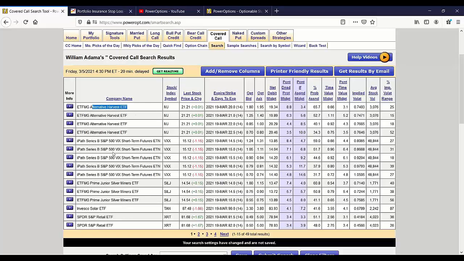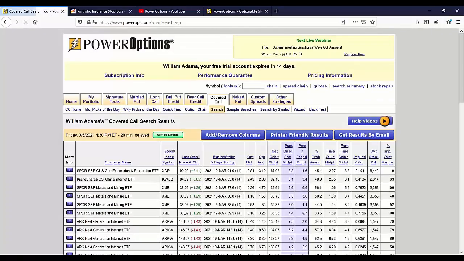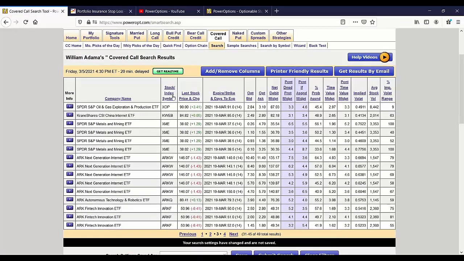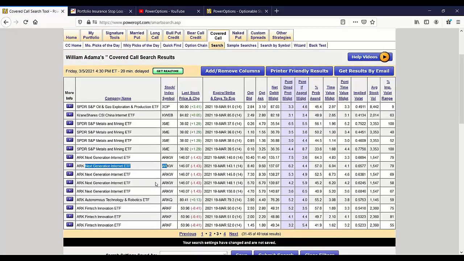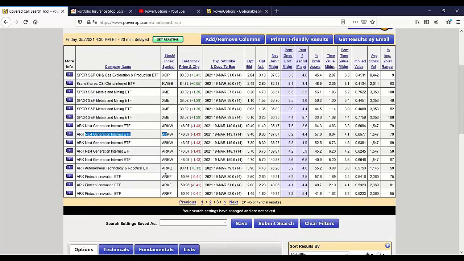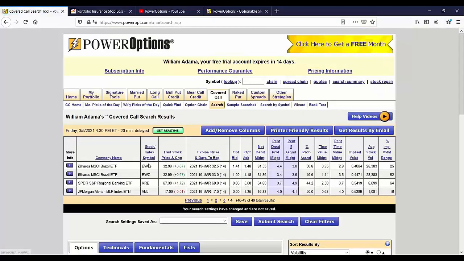MJ, Alternative Harvest ETF, a short-term VIX, VXX, the ETN. Junior Silver Miners, Invesco Solar ETF. There's XRT again. Okay, let me go to the farthest page, page 3. XME, XOP, here's the ARCs. They've been taking a hit recently. Most of them have, I should say. FinTech innovation, this and that. Now, why am I going to these final pages? I just wanted to see if anything's there. All right, EWZ, KRE, and AMJ.